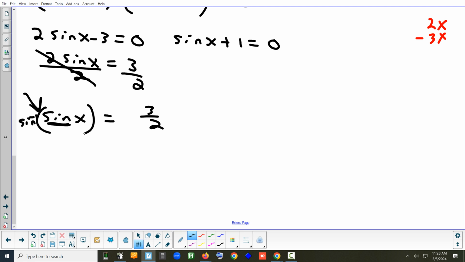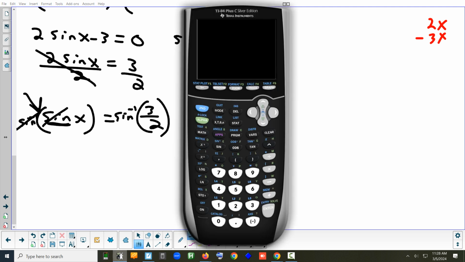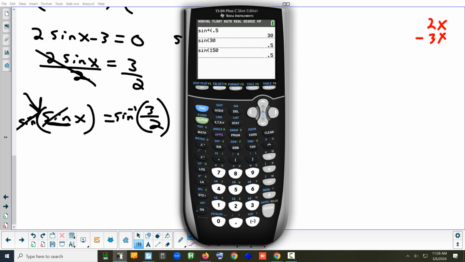And this was the last question in the homework I gave you. So take the inverse sine of what's on the left. Take the inverse sine of what's on the right. And now let's type it in. So second inverse sine, 3/2. Okay. When we press enter, we're going to get an error.